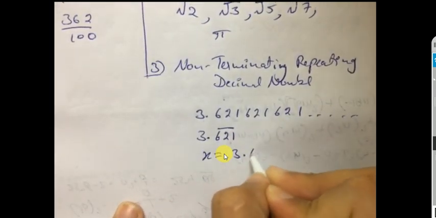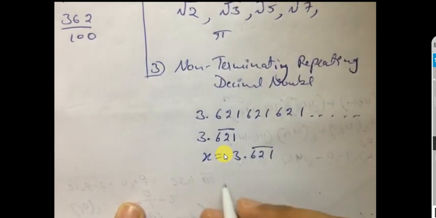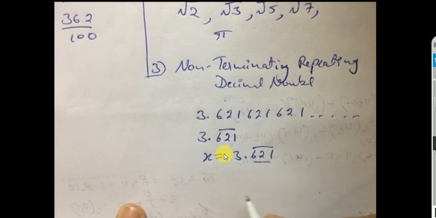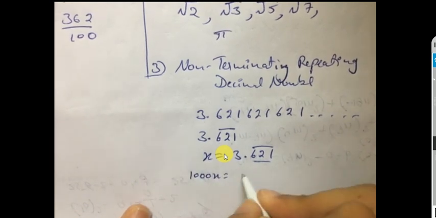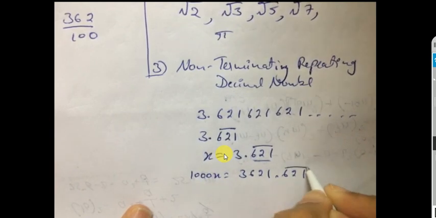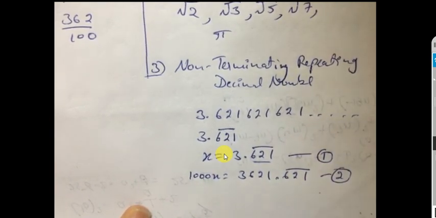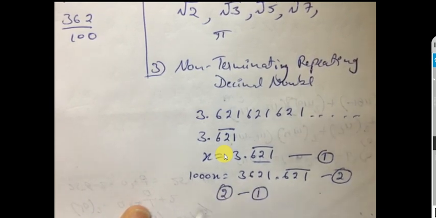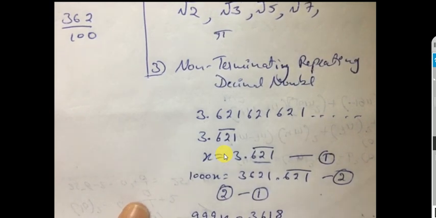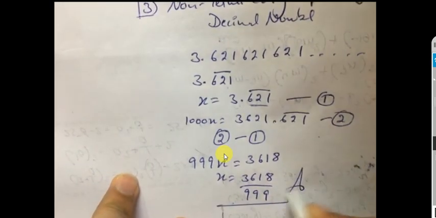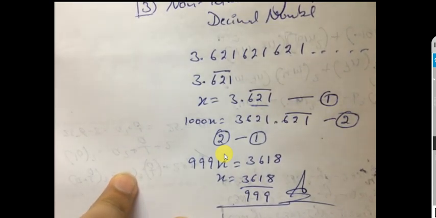This we have studied last year also. We take x equals 3.621 bar, then we take out one repeating portion of the decimal, so it will be 1000x equals 3621.621. This will be considered equation 1, and x equals 3.621 bar equation 2. Subtracting equation 2 from equation 1, we get 999x equals 3618, and x equals 3618 upon 999. This will be your rational form for this number. So these are three types of numbers.